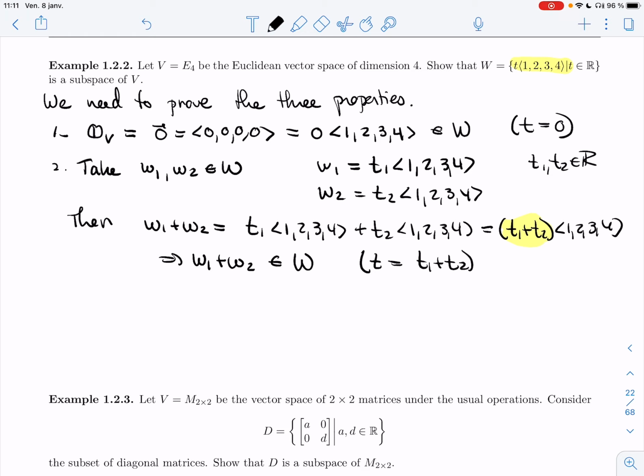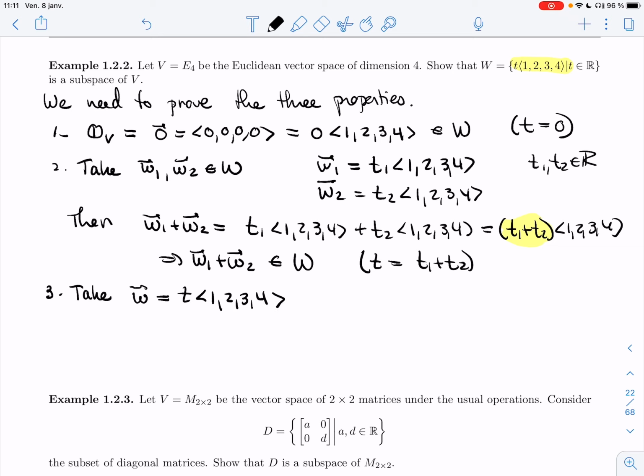Property 3, I need to make sure I can multiply any vector of W by a scalar and still stay inside W. So take W, actually let me put arrows here. They're vectors in this case. And so in general, I don't want to put arrows because I find it confusing when they're functions and things like that. But in this case, they are vectors. So feel free to place an arrow here.